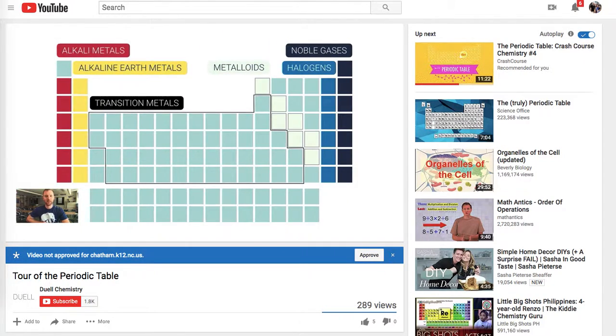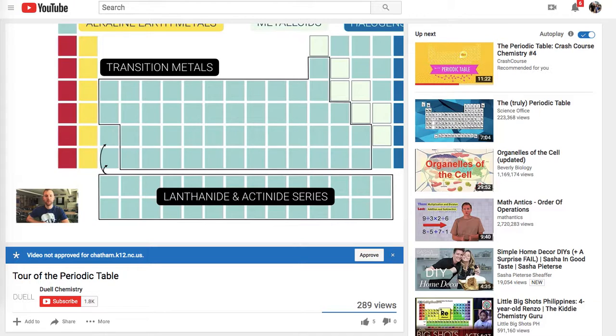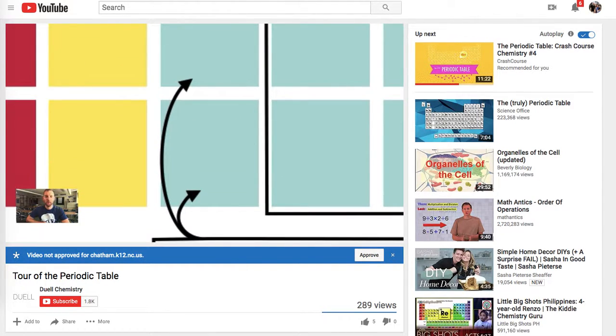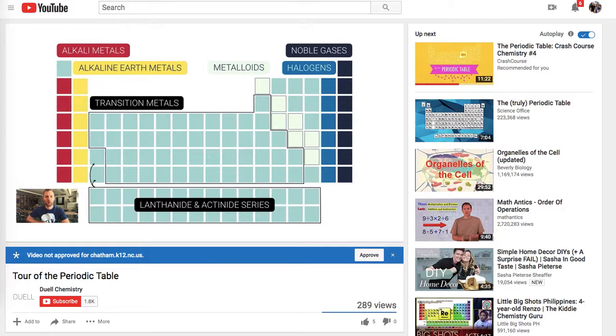But this bottom piece here is called the lanthanide series and the actinide series. And they're named after the elements that lead them off in that period. So this is lanthanum and actinium. And so that's why this bottom piece is just called the lanthanide series for the top row, and then the bottom row is the actinide series.